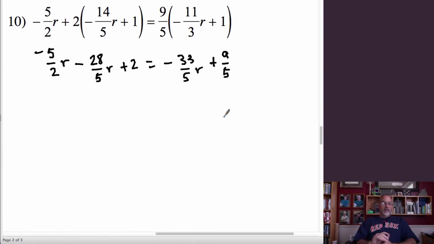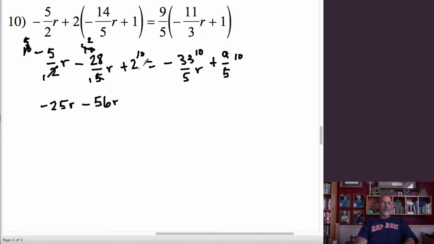Our common denominator, or least common multiple, is going to be 10 here. So we're going to need to multiply every term in the equation by 10. The 2 reduces with this 10, leaving me 5. So that's going to be 5 times negative 5, which is negative 25r. 5 reduces here with 10, leaving 2, so that's going to be negative 56r. 2 times 10 is 20. Don't forget that integer there. 5 reduces with the 10, leaving 2, so that's going to be negative 66r. And then 5 reduces here, so that's going to leave me 2 times 9, which is 18.